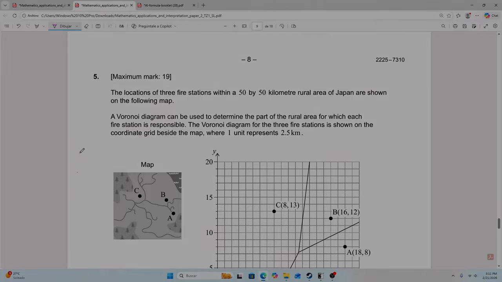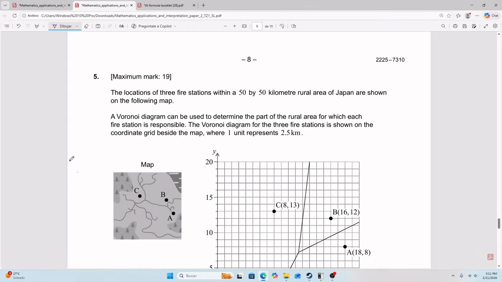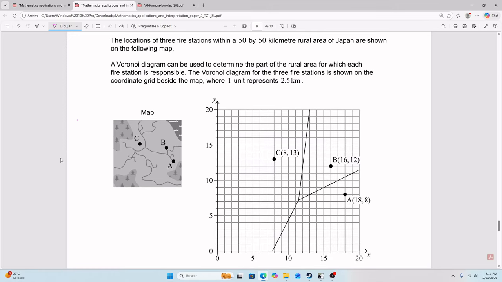All right, guys, number 5 is quite simply super hard. It's a Voronoi diagram. Voronoi diagrams show up once per test. It either shows up in paper 1 or in paper 2. So if you take the paper 1 test and there is no Voronoi diagram, then prepare a Voronoi diagram because it will appear on paper 2. That being said, we have that the locations of 3 fire stations within a 50 by 50 kilometer rural area of Japan are shown on the following map.